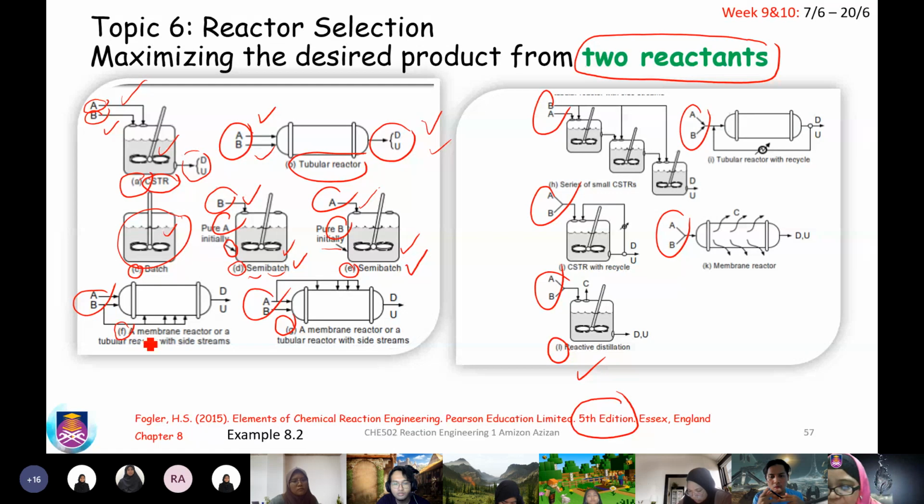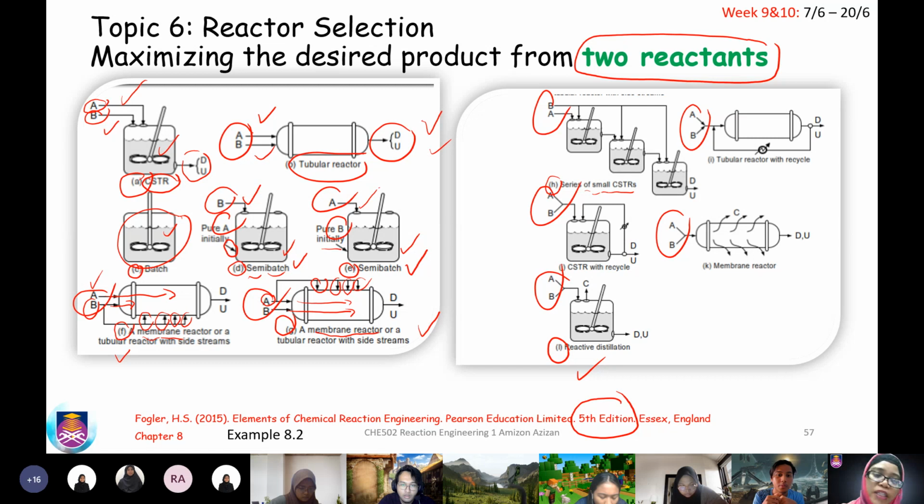Both are membrane reactors. Both have A and B with two different feed streams. But in F, A is fed directly to the tubular reactor, but B is fed not only as inlet but also as side streams, which are added at a different time or different position. While in G, instead of A being fed to the reactor as in F, now B is being fed to the reactor, and A is fed at the side streams. So those are the two differences. Either A or B becomes the side streams added to the tubular reactor, in this case, membrane reactor.